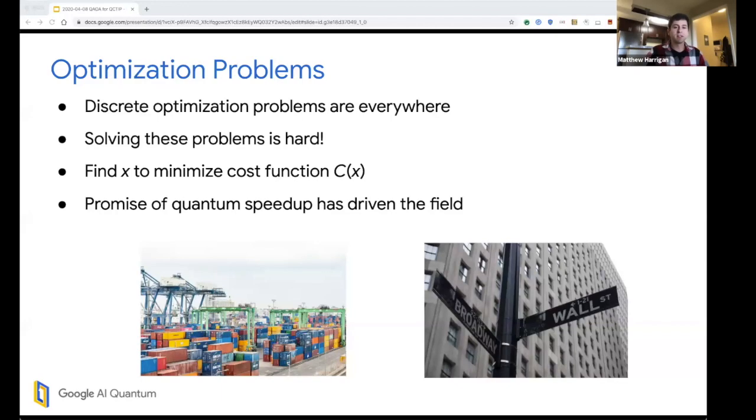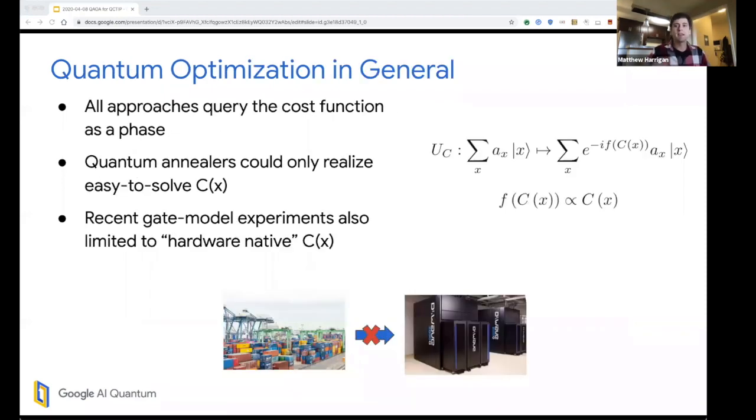rooted in optimization, trying to use annealers for these sorts of problems. But despite this historical interest, there's always sort of been this historical problem lurking. To see what that is, we'll consider the general idea of quantum optimization.